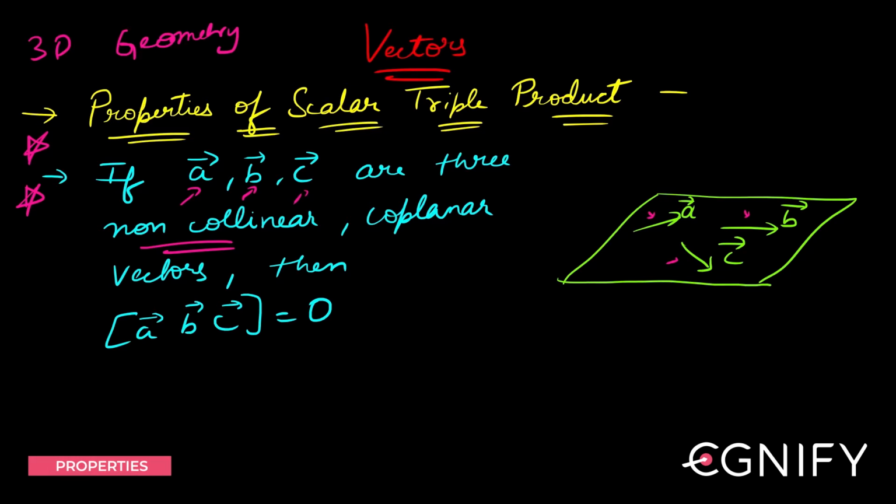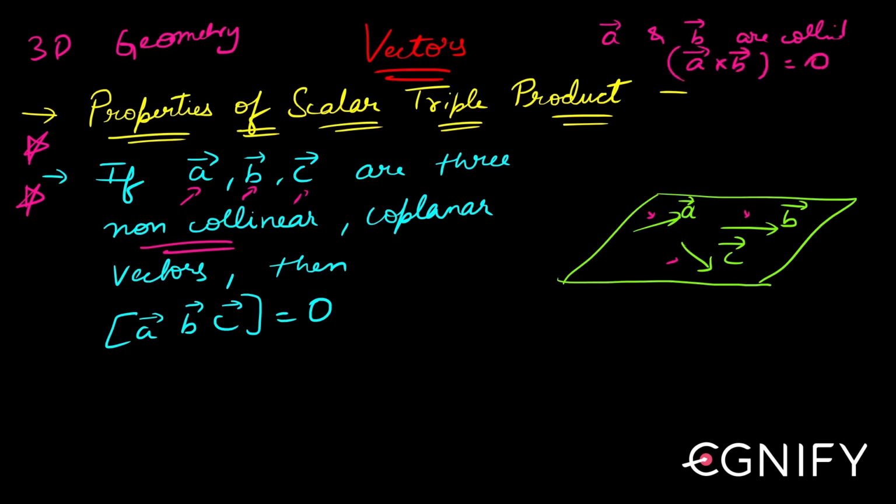because if your A and B are collinear, then what is A cross B? A cross B will be 0, right? Because they are along the same line, so the angle between A and B will be 0, and you will get the sine 0 term from the cross product, so that will make this entire thing 0, right? So that's why I'm mentioning that your vectors have to be non-collinear.